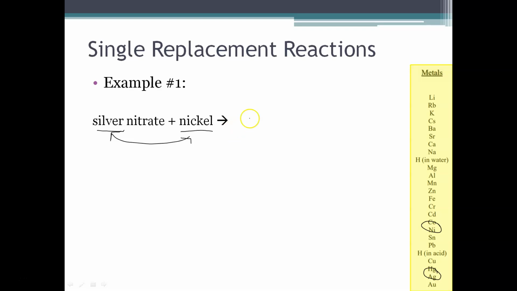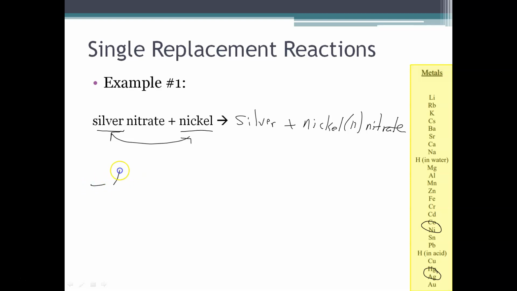Your element that is now by itself is going to be silver. And nickel is going to create a nickel nitrate compound. Nickel usually likes a +2 charge, so we're going to say nickel 2 nitrate. All right, that takes care of it basically. All that you have to do now is write formulas and balance, which is old news. So let's go through that real quick.